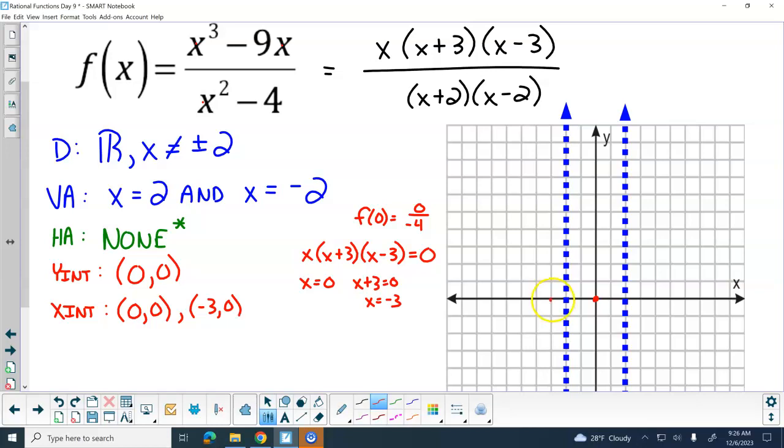1 and 2 and 3. Then I've got x minus 3 equals 0. That gives me x equals positive 3. That means that 3, 0 is an x-intercept. Step 5. Holes. Is there a hole?